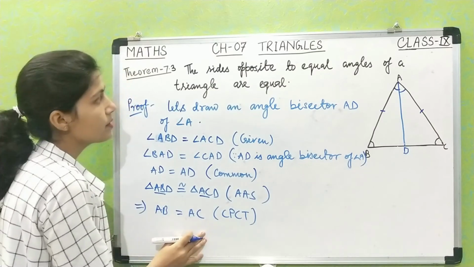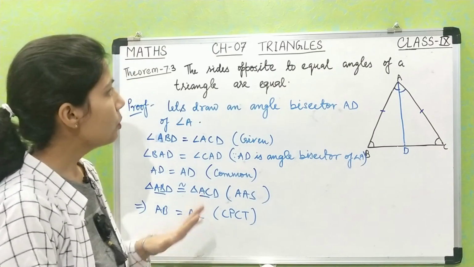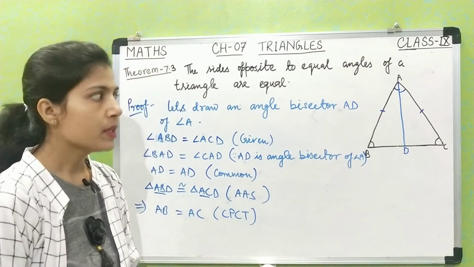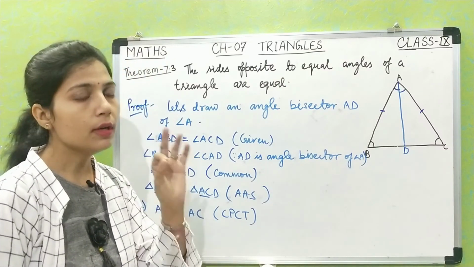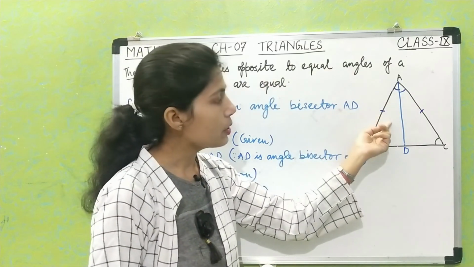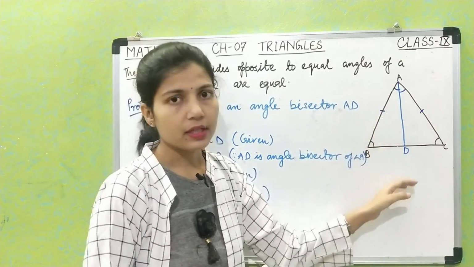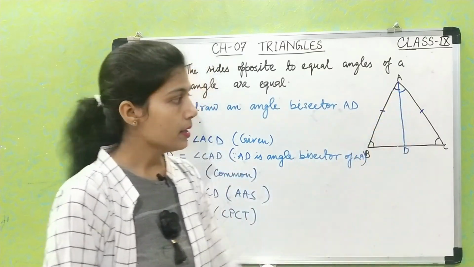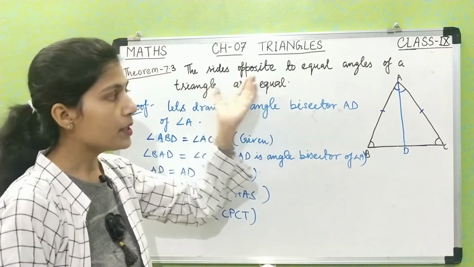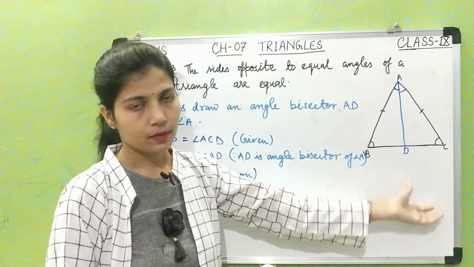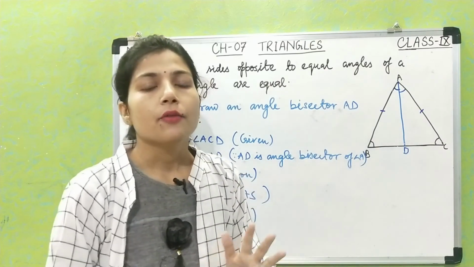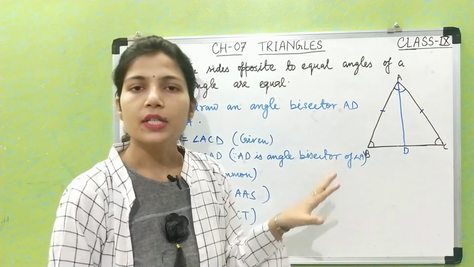So this was theorem number 7.3 in the NCERT book. The sides opposite to equal angles of a triangle are equal. In both cases we have to do a little construction. In both cases, in the previous theorem and in this theorem, we have drawn the angle bisector of angle A. With the help of congruency criteria, we have proved these properties of an isosceles triangle. Now in the next video we will discuss questions related to these theorems.